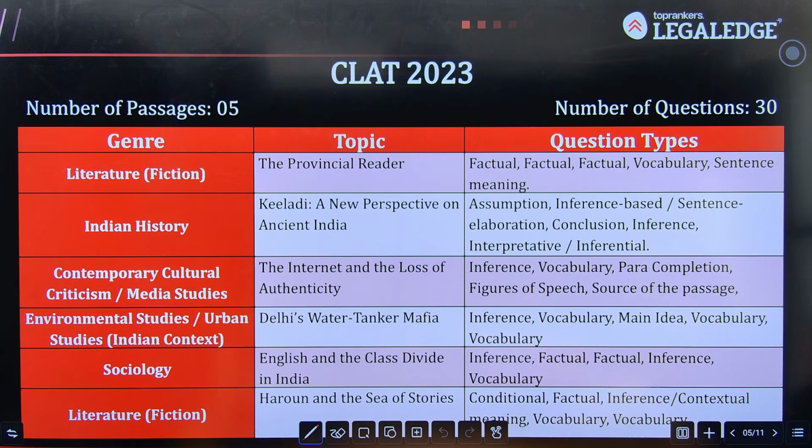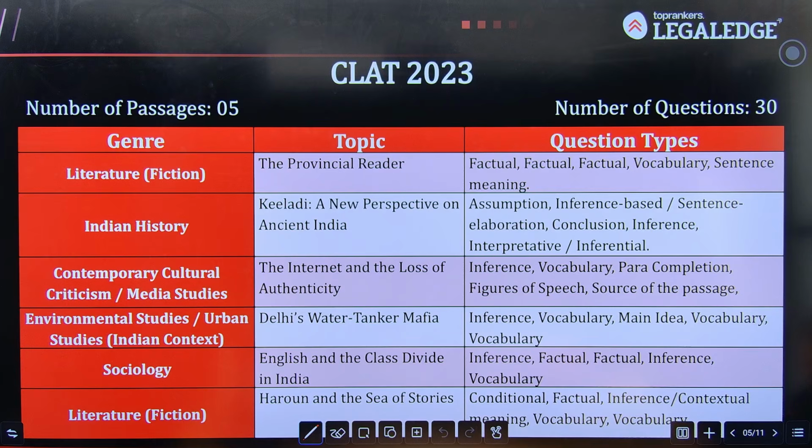Now, the 4th genre was sociology, and the title of the passage was English and the Class Divide in India. The question types which were there were two inference based questions, two factual questions, and one vocabulary based question.